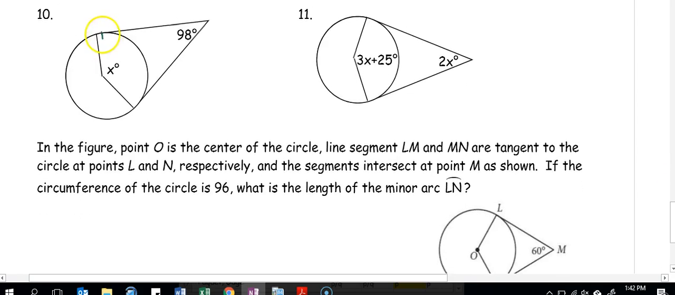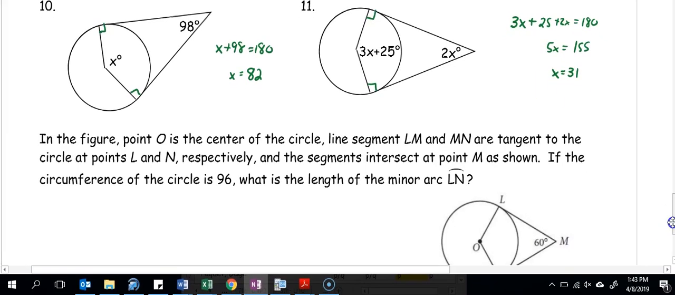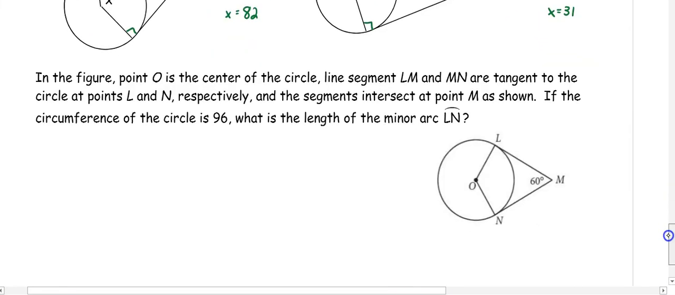So in number 10, these create right angles. So we have x plus 98 equals 180. We can subtract 98 from both sides, so x equals 82. In 11, same thing. We have the right angles, so the other two angles equal 180. So we have 3x plus 25 plus 2x equals 180. We can subtract 25 from both sides, so we get 5x equals 155, and when we divide by 5, x equals 31. Now this last problem is a question from an SAT.